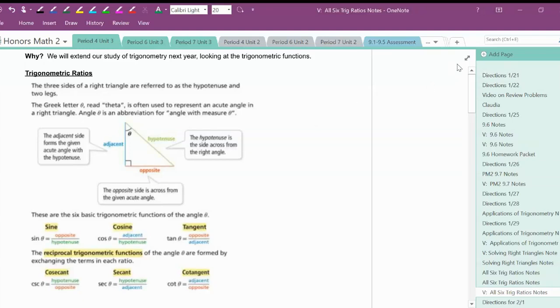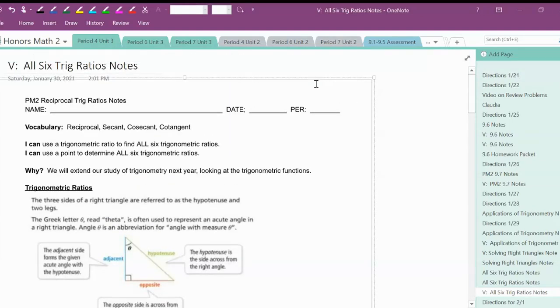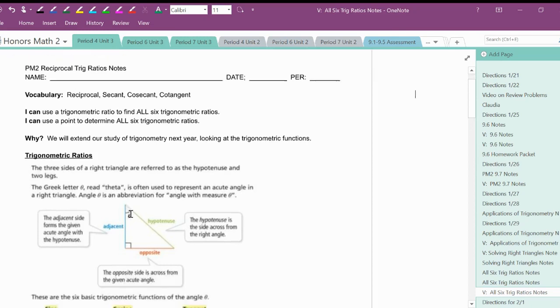Extending our trig ratios. We already talked about the sine, the cosine, and the tangent ratio. Now we're going to look at their reciprocal ratios: secant, cosecant, and cotangent. If you have not looked at the vocabulary, the I can statements, or the why, pause the video and do so now.